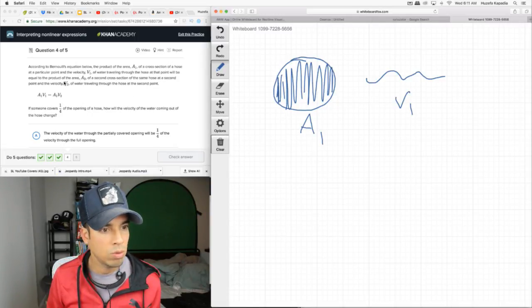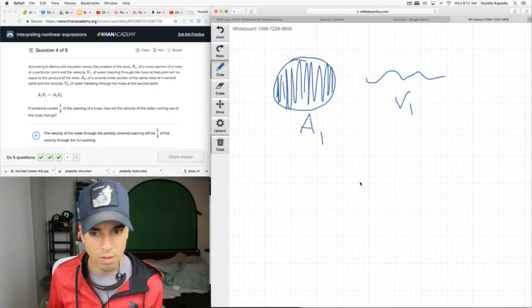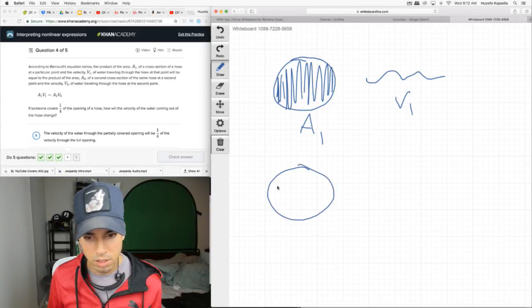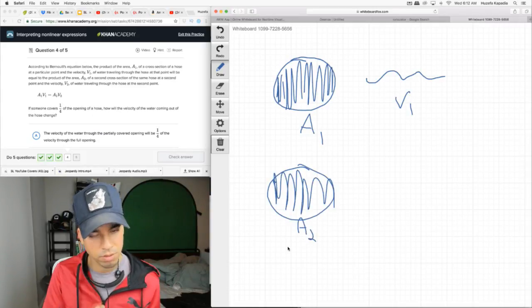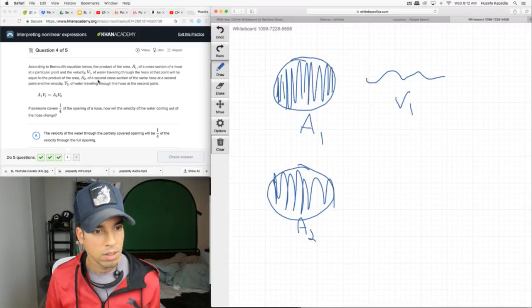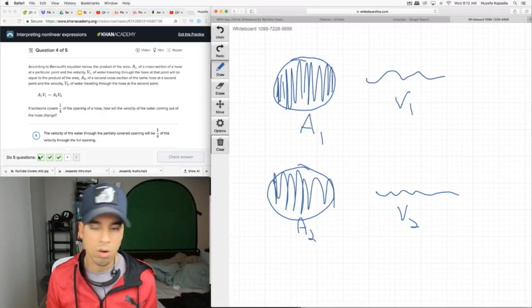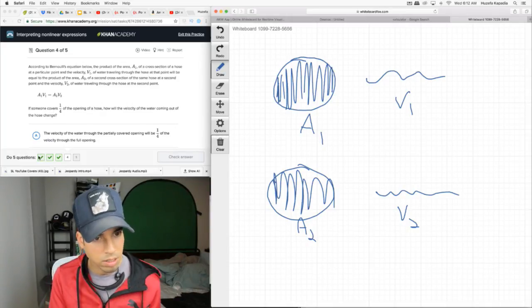will be equal to the product of the area A2 of a second cross-section of the same hose at a second point, and the velocity V2 of water traveling through the hose at the second point. You don't really need to draw this out. I'm just doing it to visualize as I'm figuring out what they're asking. So they're saying these two are always going to be equal.